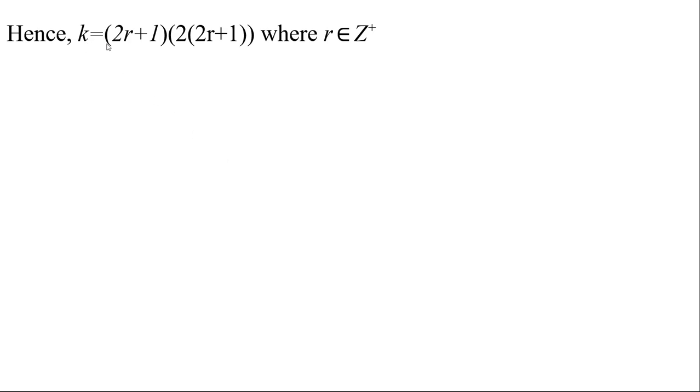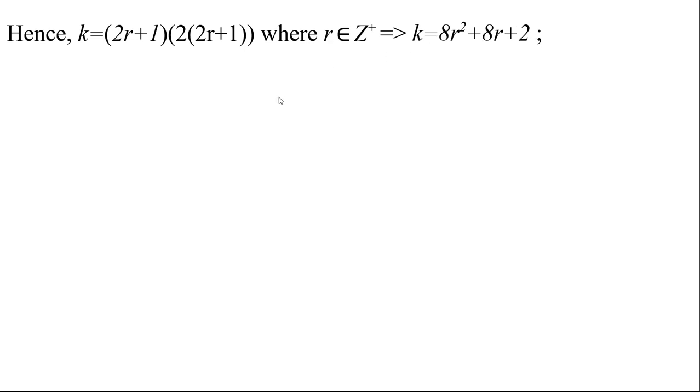Okay, so now let's conclude the answer. So we have k is equal to 2r plus 1, an odd number, times an even number, I mean 2 times an odd number, because we don't want too many 2's to allow rearrangements. And here we're taking r as a positive integer. So if you expand this, you have k is equal to 8r squared plus 8r plus 2.